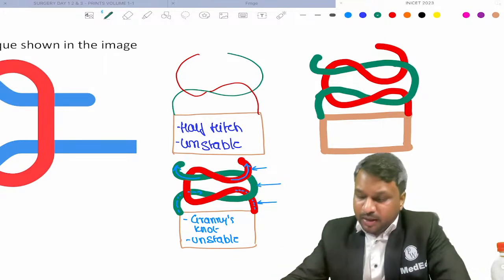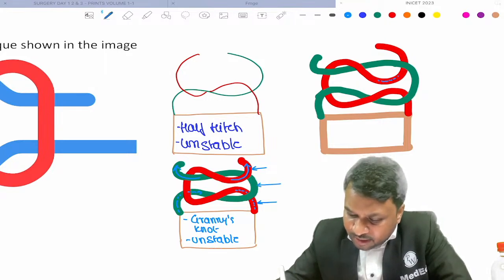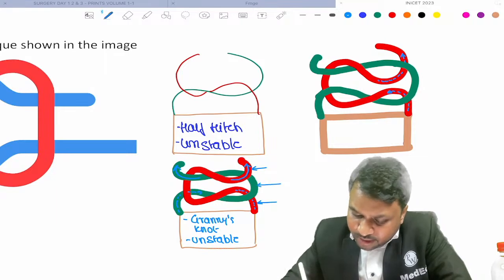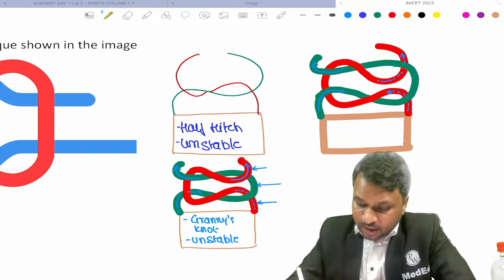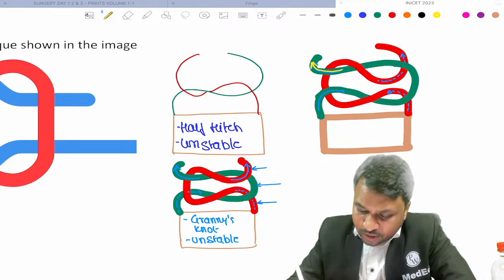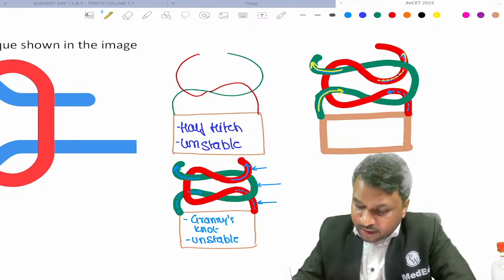Right now here you will notice that the red thread is going under the loop. Here also it is going under the loop. Here the green thread is going over the loop. Here also it is going over the loop. So either they are going under or they are going over. You can notice here, either they are going over the thread on either end, or they are going under the thread. So under the loop or over the loop, they are in the same direction.